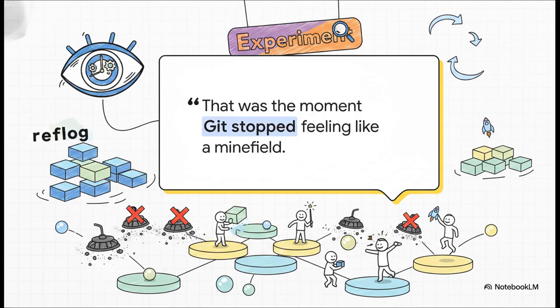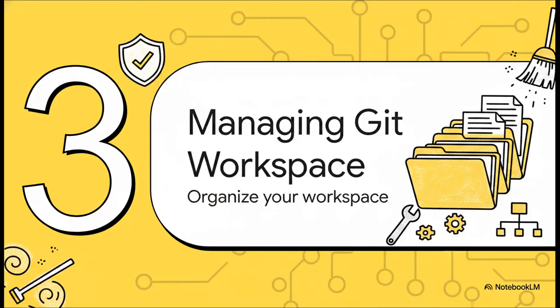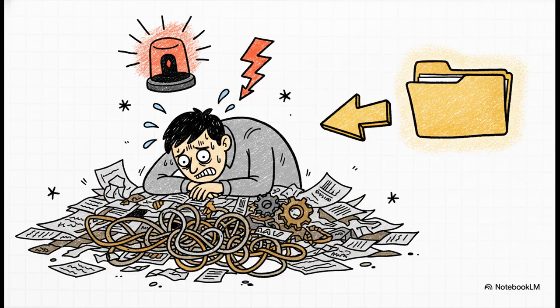Seriously, once you know the reflog is there watching your back, Git stops feeling like a minefield, and it actually starts feeling like a sandbox. Okay, Section 3, managing your Git workspace. Now that you know you can recover from almost anything, the best way to handle a disaster is to organize your uncommitted workspace to prevent it in the first place.